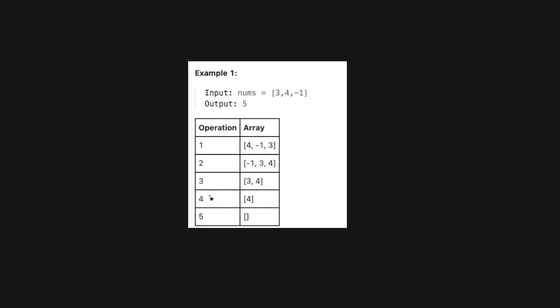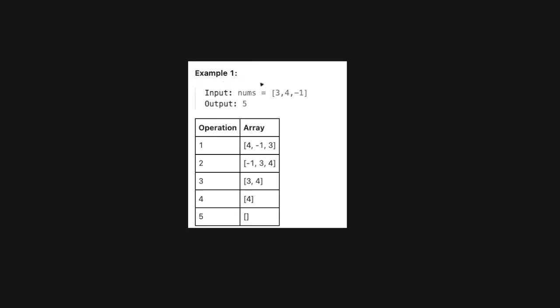And the last operation, we just remove 4, which is the only element, then of course it is the minimum, and after 5 operations, nums becomes empty. That's why we return 5 in here. So let's think about how we can solve this problem. Still looking at the first example and see how we can come up with a solution.